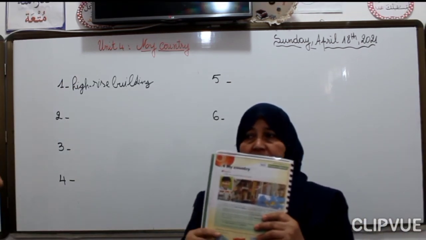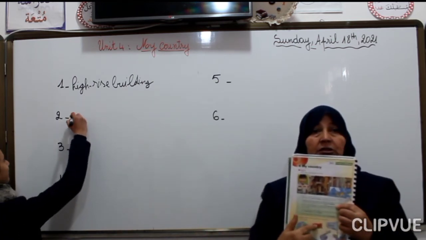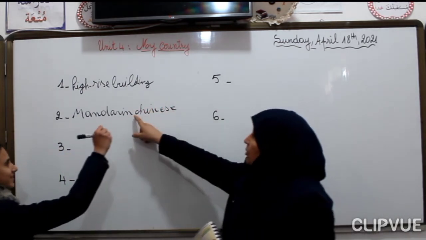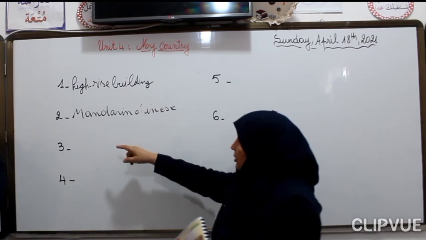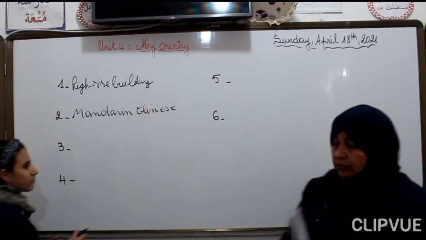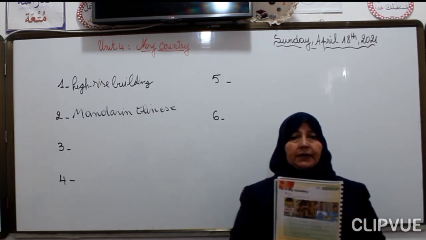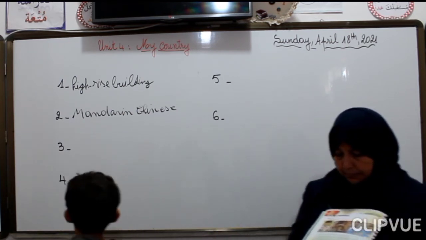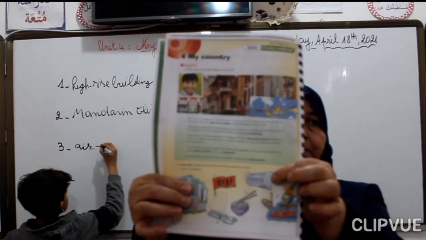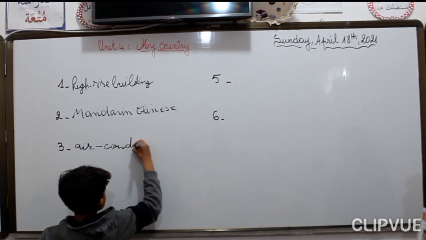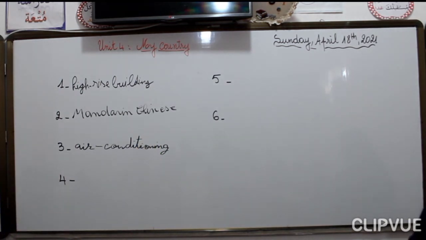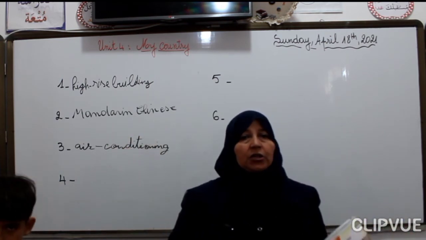Okay, number 2. Look, there is a flag. What's on the flag? Capital letter. Yes, it's Mandarin Chinese. Good. Now number 3. Ready? Where's number 3? This is number 3. Air conditioning, yes, or the appliance is the air conditioner, yes.